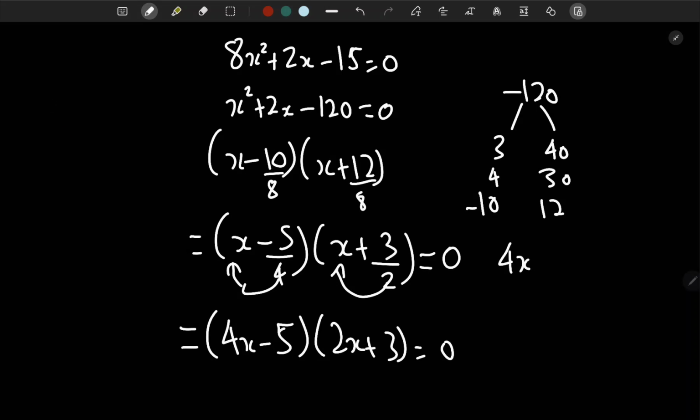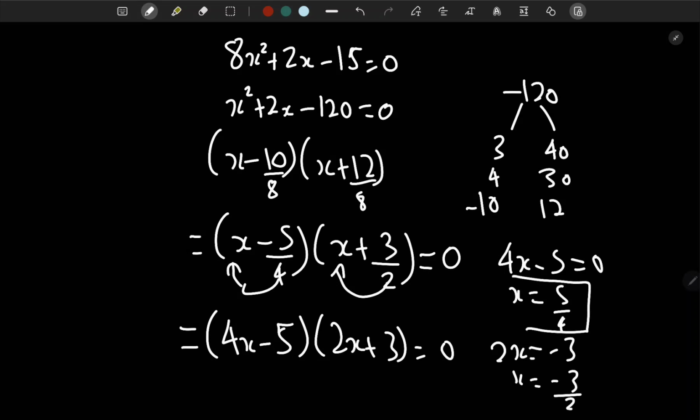So 4x minus 5 is equal to 0. x is going to be equal to 5 over 4, and the other is going to be 2x is equal to minus 3, and x is going to be equal to minus 3 over 2, and those are the two answers. So let's do one more example for this type of question.